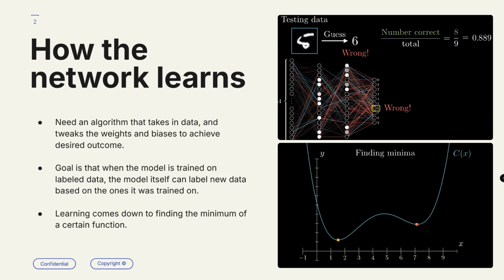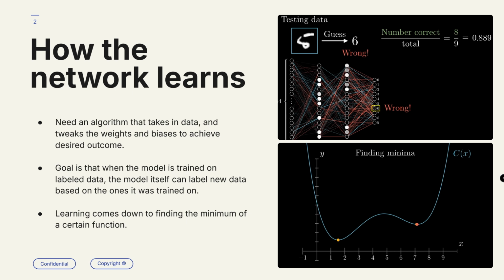Okay, so how does a network learn? We need an algorithm that takes in data and tweaks parameters to achieve the desired outcome. These parameters that I mentioned in the previous videos are called weights and biases. The goal here is that when the model is trained on labeled data, the model itself can then label new data based on the ones it was trained on.